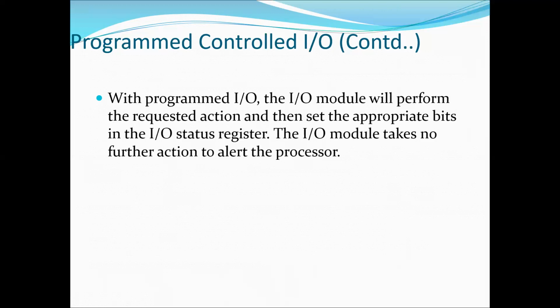See here, for an IO module, for example a keyboard, whether the keyboard is ready to accept or not, we have a status register for the same. Similarly, while displaying on a video or monitor, we have a status register to check whether it is ready to receive the information or not. So all these are programmed and controlled by the CPU. The IO module takes no further action to alert the processor that I have done my work.